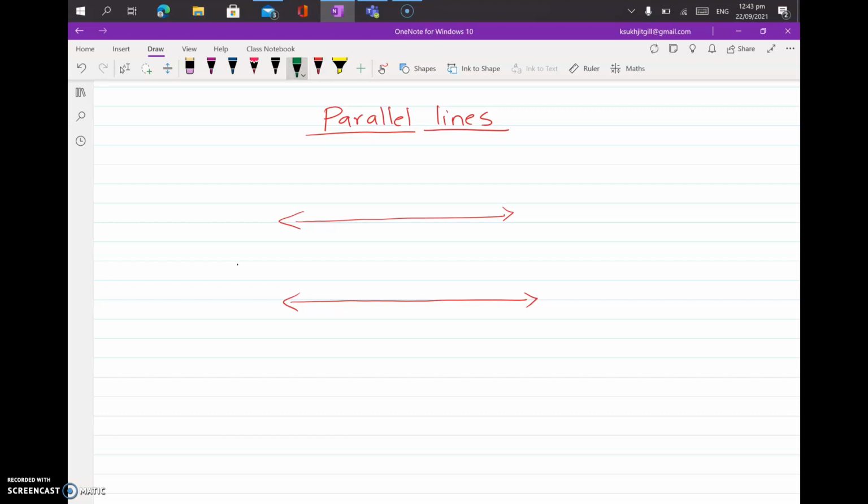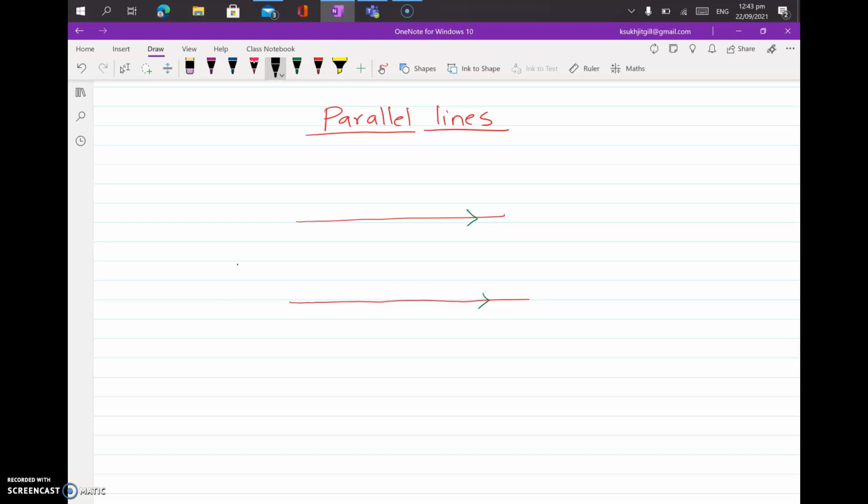Now, generally, when you are given two parallel lines, you'll be given these little arrows on the line. So these little arrows on the line represent that they are parallel lines. Right. So then there is a line.